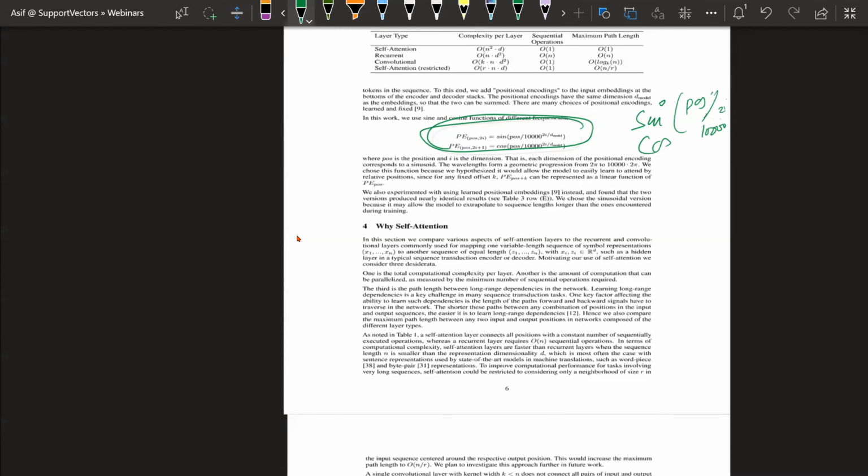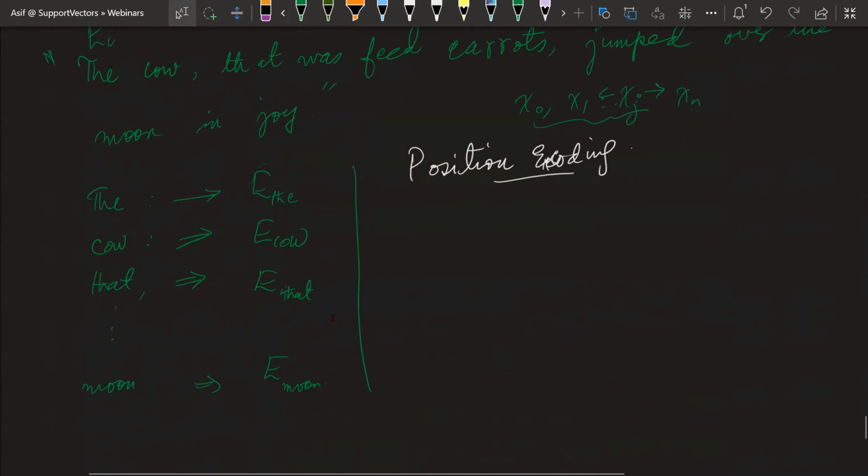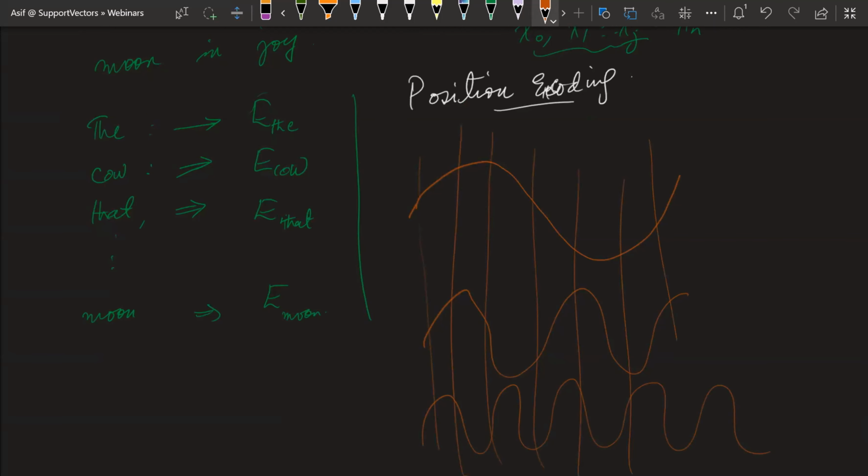Let me explain what this means intuitively, because it may look confusing. Suppose you have waves like this, say a sine wave or a cosine wave. Let me use a different color. This is one wave. Now you take another one with twice the frequency, something that goes like this, and so forth. And at these locations, you start placing the words: the, cow, and so forth, up to moon.